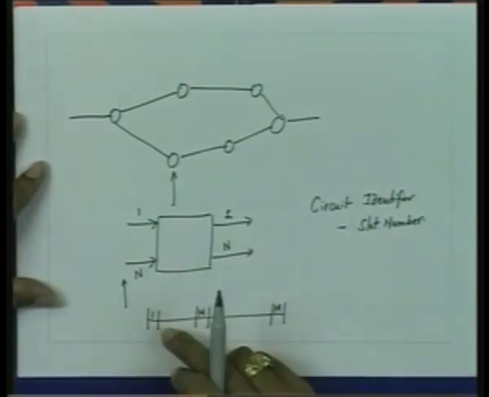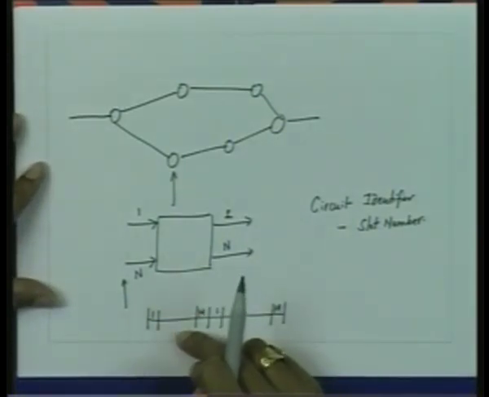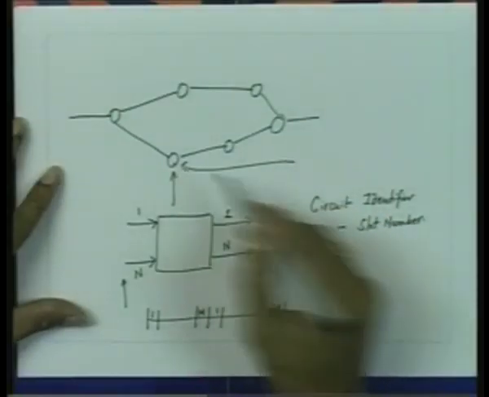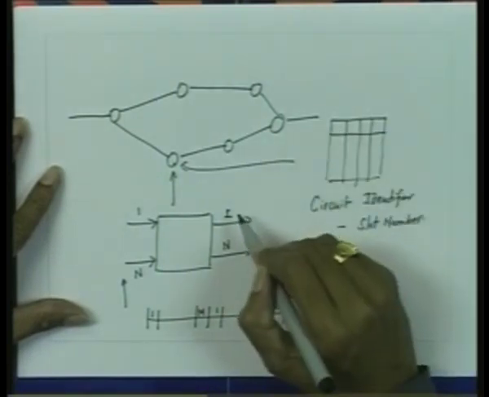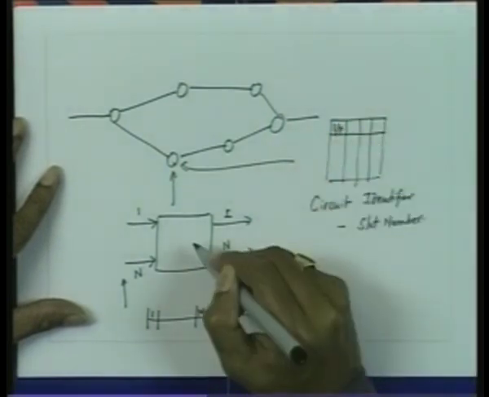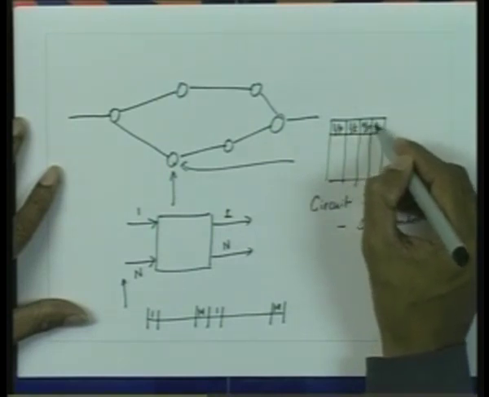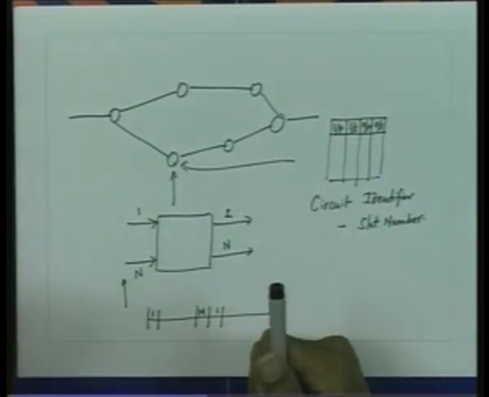Now each user has been given a designated slot, and he is allowed to transmit his bits in that slot of every frame. So let us say user number 1 has been given slot number 1, then he transmits his bits in slot number 1 of frame 1, then slot number 1 of frame 2, and so on. Now at the node, as you have seen, there is a signaling table, and that signaling table will tell you the input port, the input slot, the output port, and the output slot, and thus the bits can be switched from one input port to one output port. So in circuit switching, a circuit identifier is essentially a slot number.